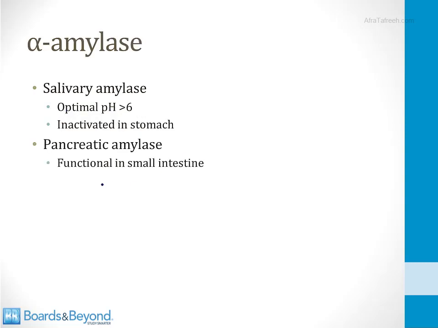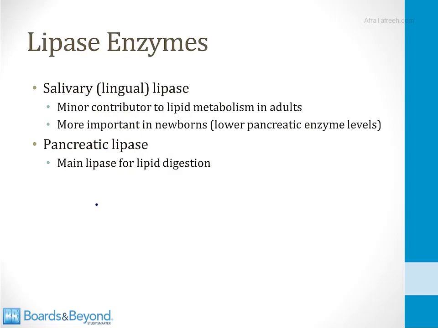You may know that there is also an alpha amylase secreted by the pancreas. Salivary amylase has an optimal pH of greater than 6, so when it reaches the stomach it becomes inactive. Pancreatic amylase is secreted then in the duodenum and functions in the small intestine. There is also a pancreatic lipase, just like there is a salivary or lingual lipase.